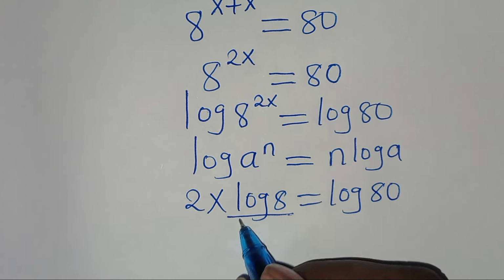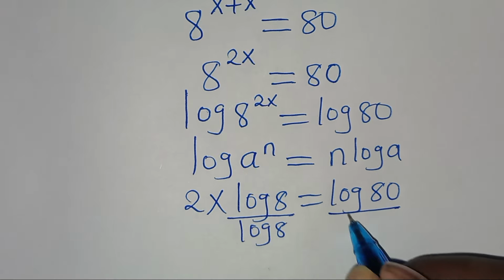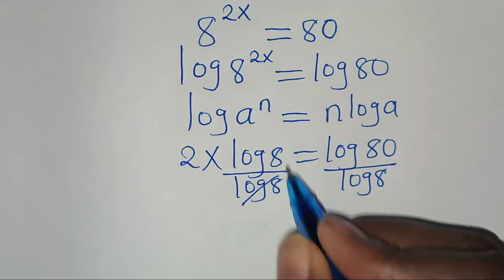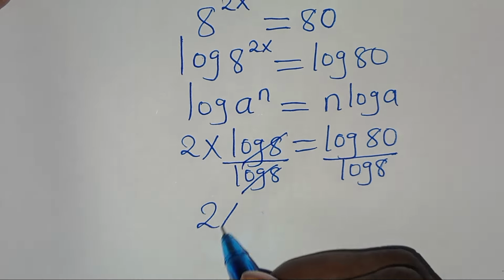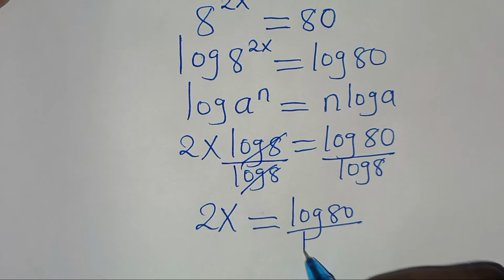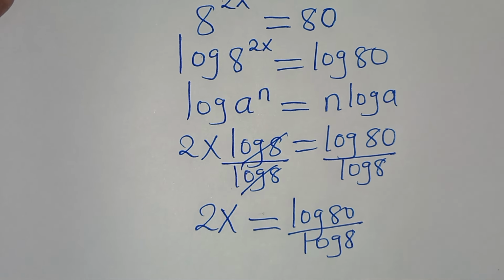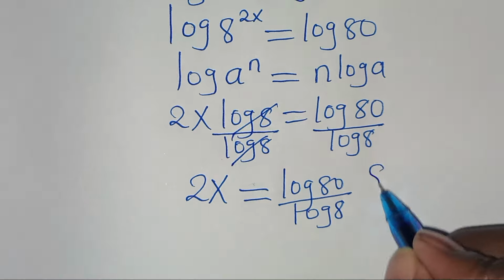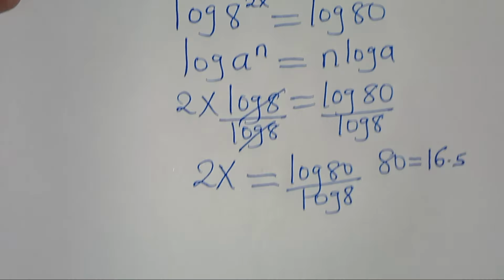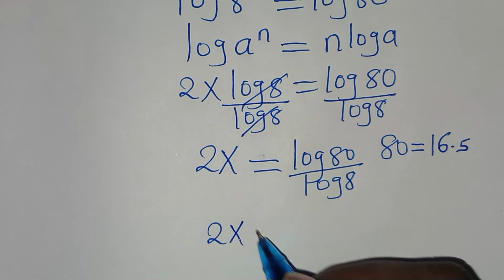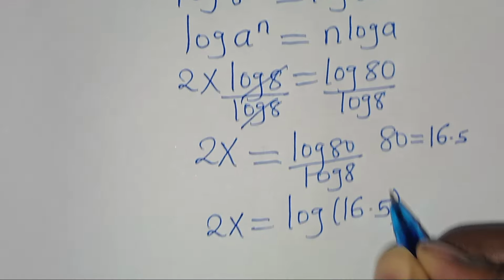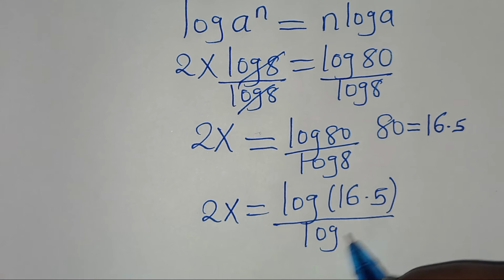So let's divide both sides by log 8. And also here we have log 8. Now, let's simplify log 8 and log 8 so that we have 2x. This is equal to log 80 divided by log 8. Now, the next step is that we can express 80. This is the same thing as 16 multiplied by 5. So we have 2x. This is equal to log 16 multiplied by 5. Everything here divided by log 8.